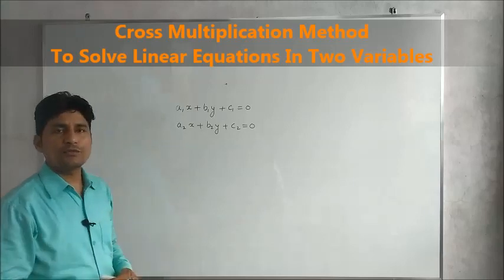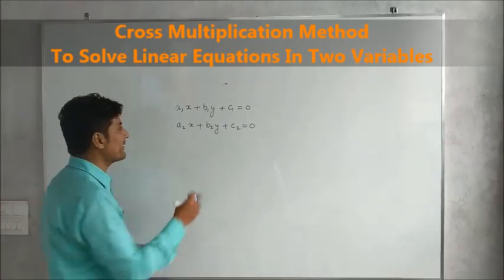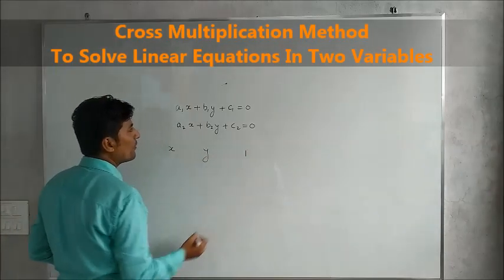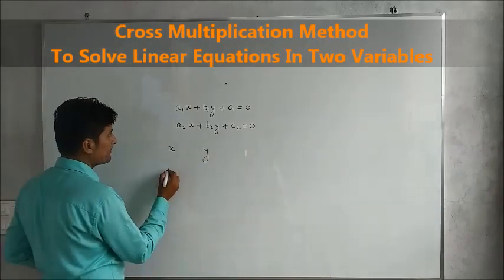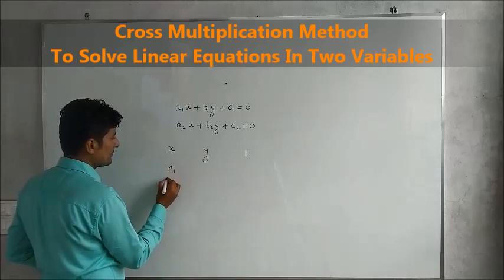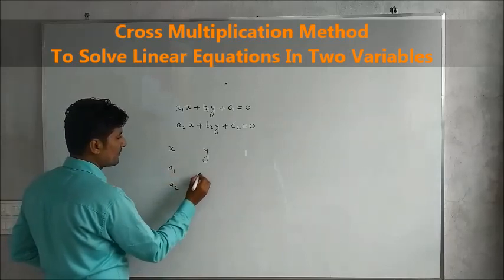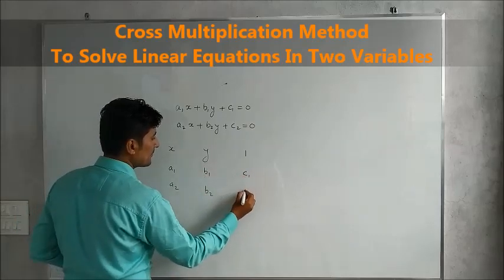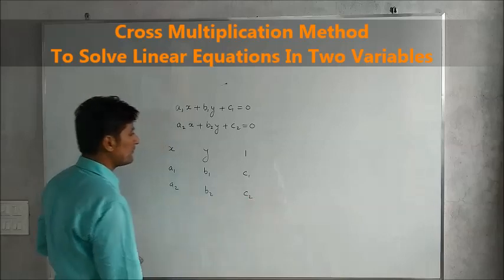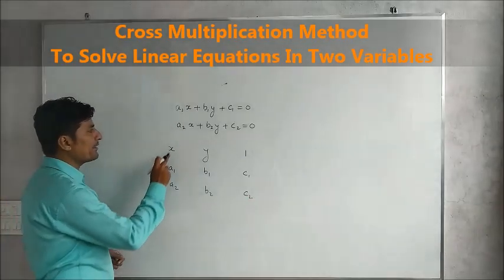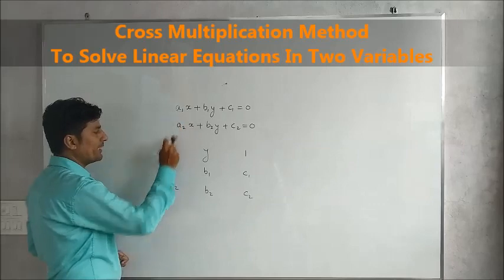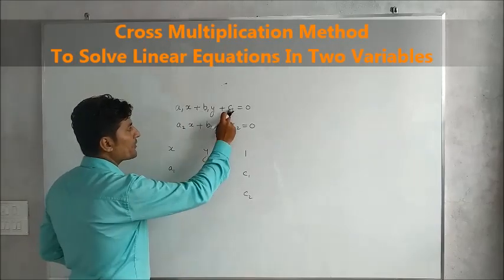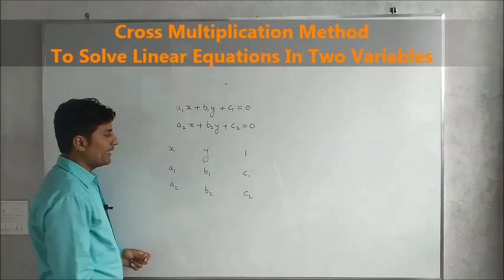So for that we have to use the formula. How to frame the formula? Let us see. First of all, we have to write x, then y, then 1 for the constant. After that, we have to write the coefficient of x. Coefficient of x is a1, a2, so I have written here. Coefficient of y is b1, b2, and the coefficient of the constant is c1, c2.